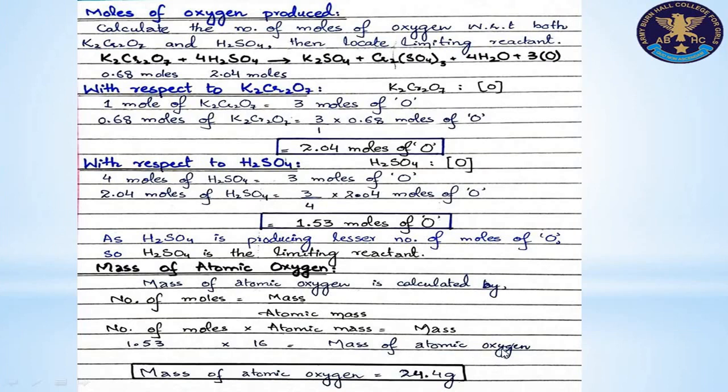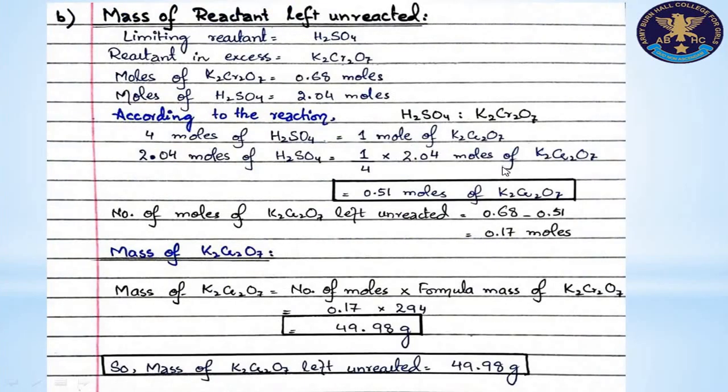So the mass of atomic oxygen will be equal to 1.53 multiplied by 16. So the atomic oxygen mass we will get in this example is equal to 24.4 grams of atomic oxygen. Now proceeding towards part B.